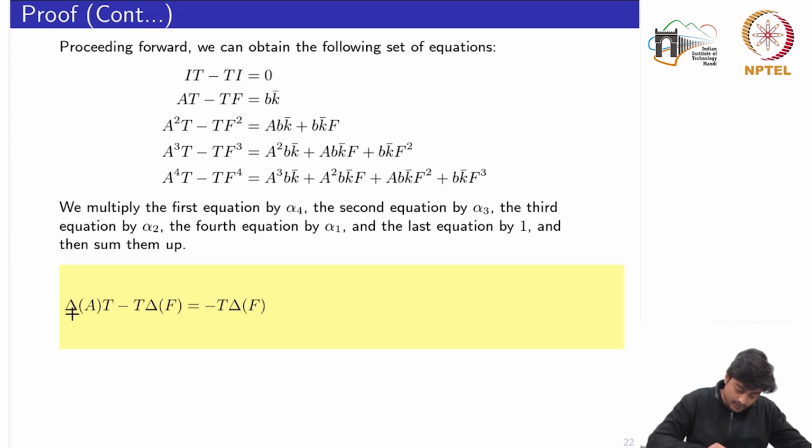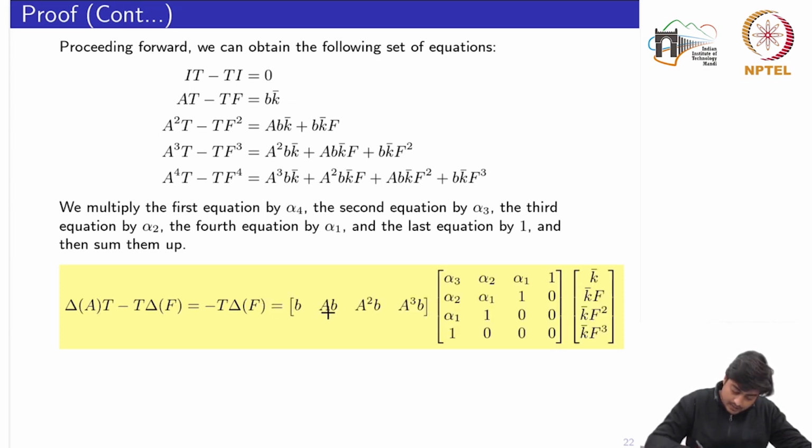Okay, so we would obtain this delta of A into T minus T into delta of F would be equal to minus T into delta of F. Why? Because from the Cayley-Hamilton theorem, this part reduces to 0, because delta of A is nothing but equal to 0. Okay, now looking at the right hand side, I can rearrange the right hand side by this matrix times this matrix times this matrix. It is just a simplified version of taking all this form by multiplying each and every equation by alpha i's.